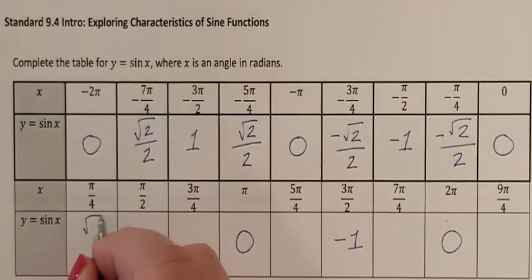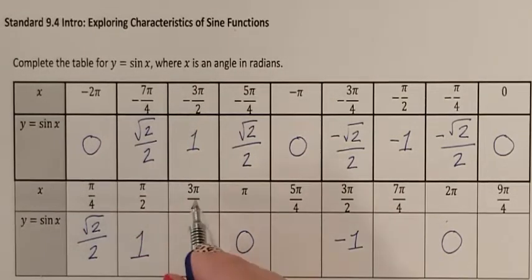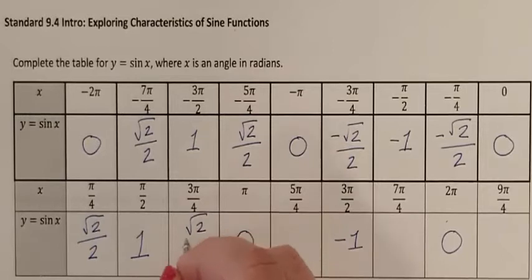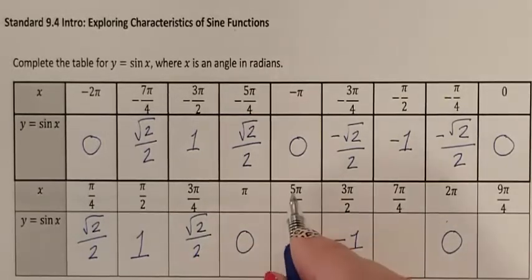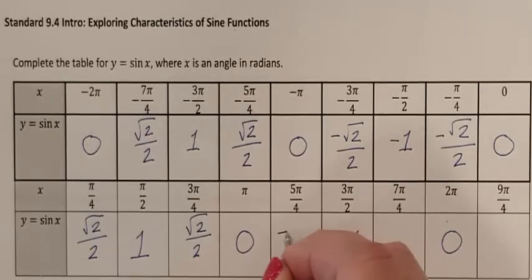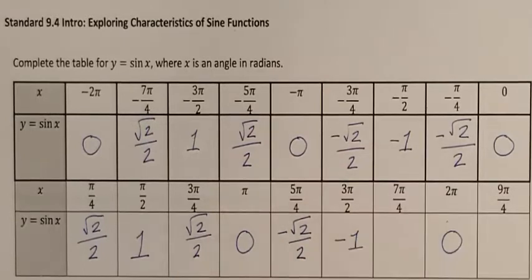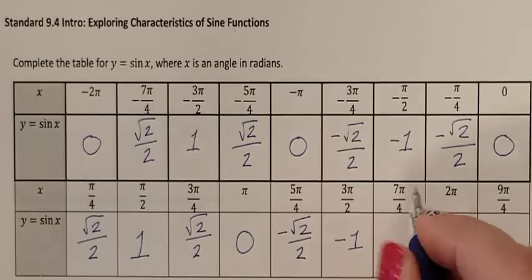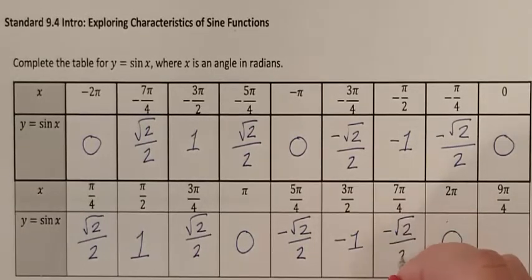Pi over 4 is a root 2 over 2. 3 pi over 4 is also a root 2 over 2, while our 5 pi over 4 is a negative root 2 over 2, and our 7 pi over 4 is a negative root 2 over 2. Our 9 pi over 4 is a positive root 2 over 2.